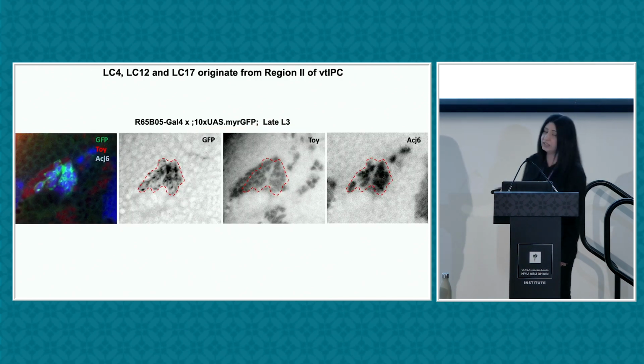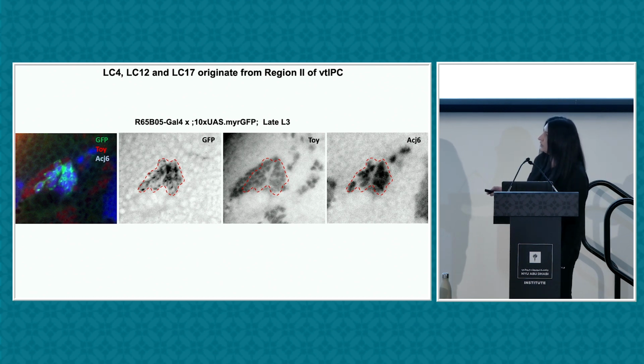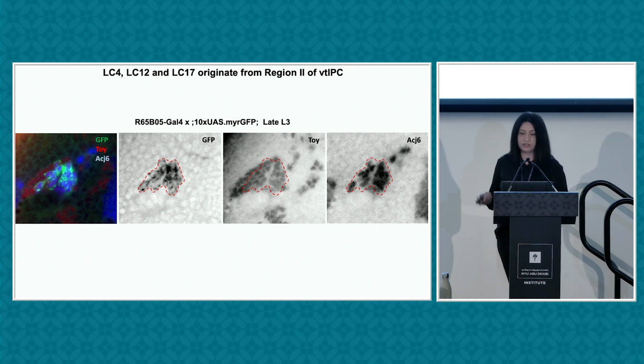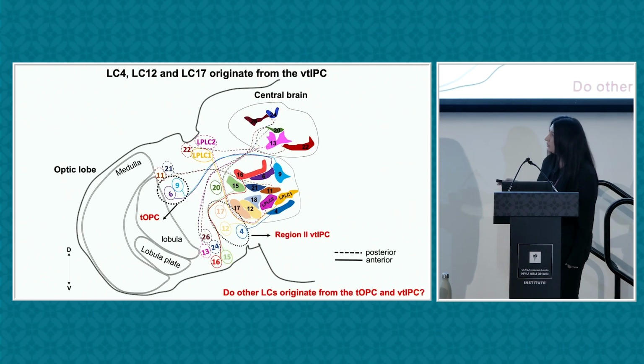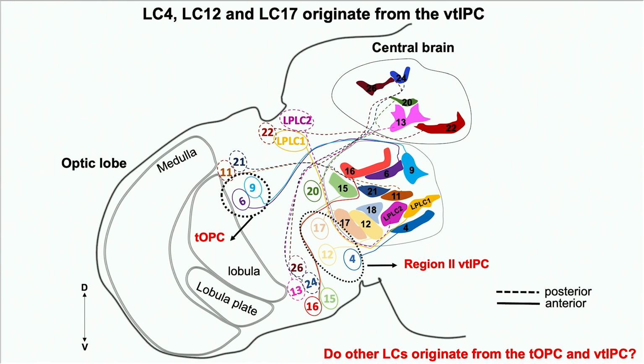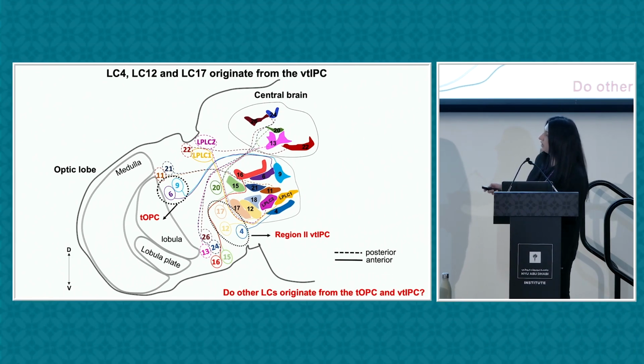And so we wanted to look at the markers that these neurons express to try to pinpoint them to the specific subdomain within the ventral tip of the IPC. And so in this line where we have all three LC4, 12, and 17 expressed, we saw that they express both ACG6 and TOI, which are characteristics of neurons that come from the region 2 domain of the ventral tip of the IPC. And so here now we have these two LC populations, one that is coming from the tips of the OPC, and these three neurons, LC4, 12, and 17, again, they have similar cell body location, and their optic glomeruli are neighboring, and they come from a different domain.